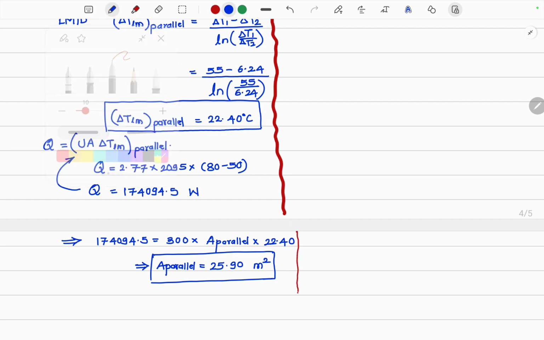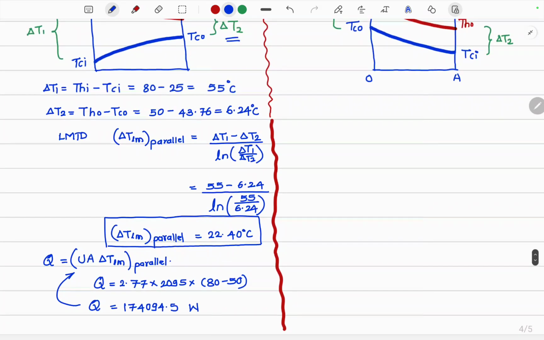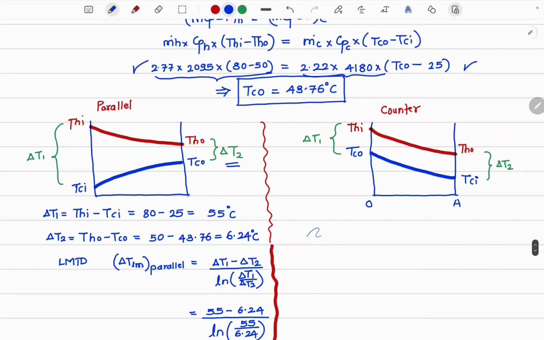Fine. Now we can go with the counter flow arrangement. So we will repeat this exercise and we will do it as quickly as possible. Delta T1 for counter flow will be THI minus TCO. So THI is 80, TCO is 43.76. I again advise you to go with the calculator. Even I am keeping one calculator by my side. So 80 minus 43.76 gives you 36.24.